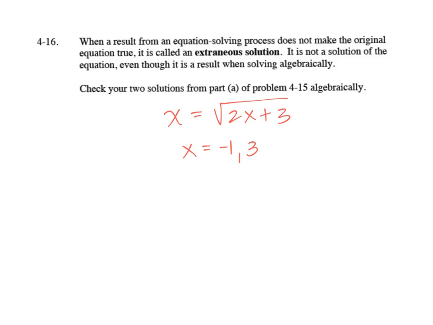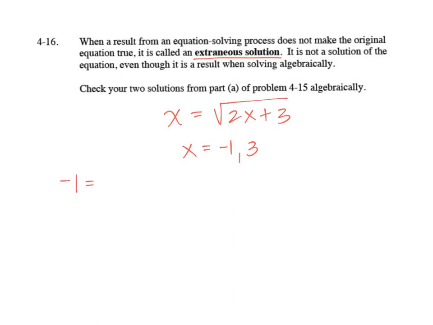So here in 416, I'm being introduced to a new vocabulary term. It says when a result from an equation solving process does not make the original equation true, it's called an extraneous solution. So it's not actually a solution, even though it is a result that you get when you solve it algebraically. So if we go back to the problem we did before, we have x equals the square root of 2x plus 3. I got the two solutions, x equals negative 1 and x equals 3. So let's check them right now.